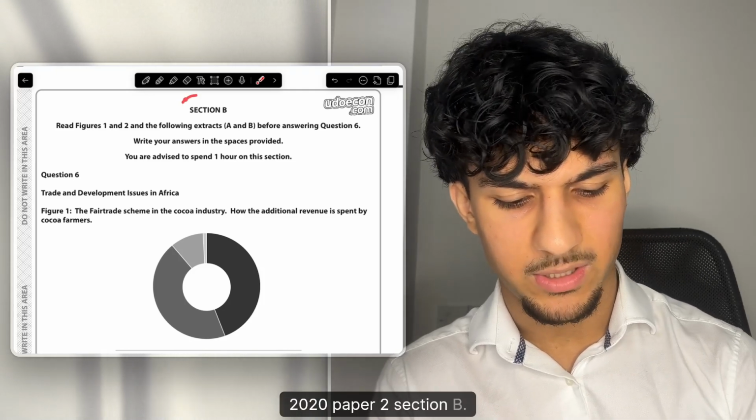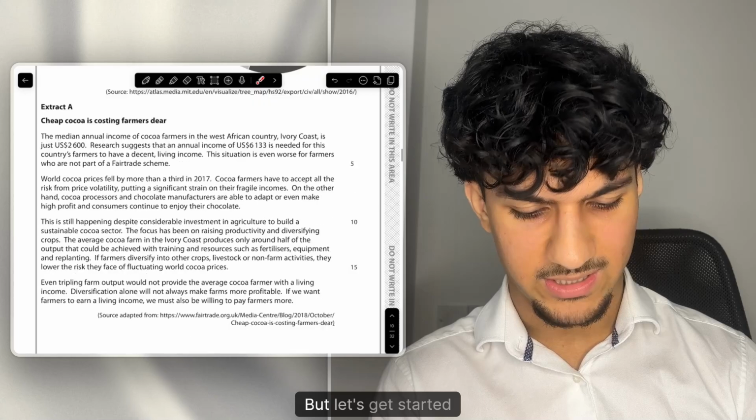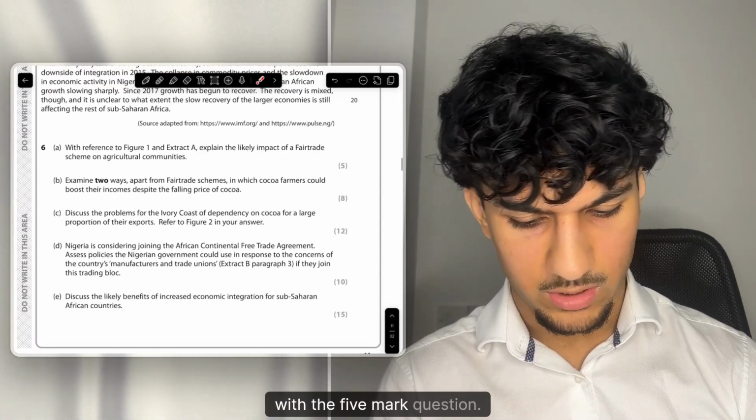2020, Paper 2, Section B. Let's get right on in with it. Trade development and issues in Africa. But let's get started with the 5-mark question.